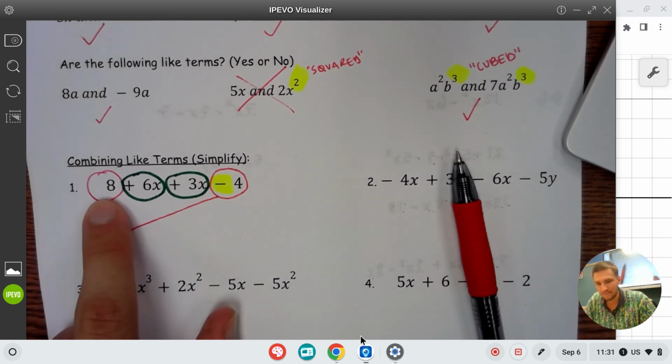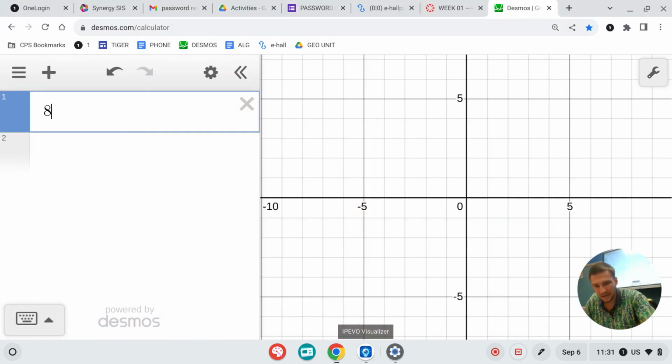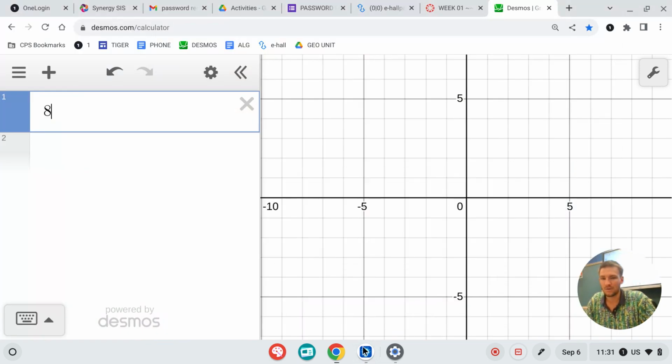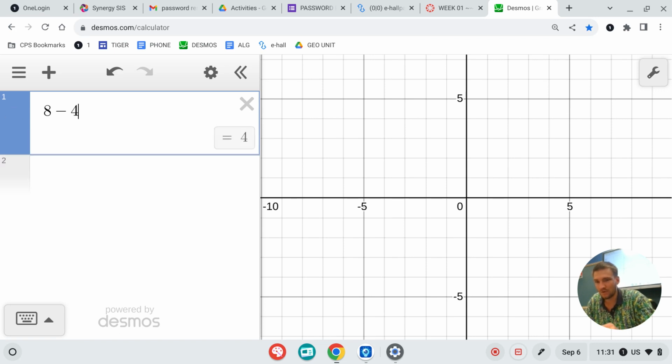So the first number, 8. Nothing extra. The second number, -4. So what do we type? -4. That's it. We don't need any extra pluses. We don't need any extra minuses. That's it. And Desmos tells you 8 minus 4 is 4.